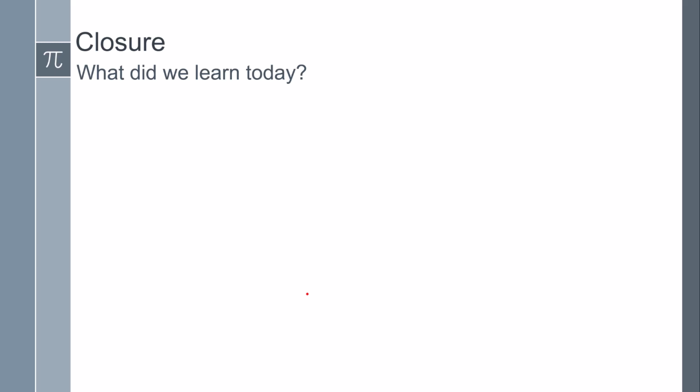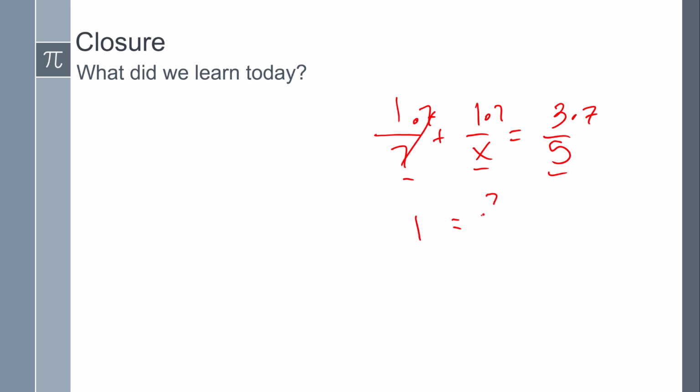So what did we learn today? We learned how to solve rational equations. Now the secret to get rid of the denominator is by multiplying by it. So if I have 1 over 7 plus 1 over x equals 3 over 5, there are 3 things in the denominator. You multiply by it to get rid of it. So multiply everything by 7. That cancels out. 1 plus 7 over x equals 21 over 5. Now I can multiply by x, etc., etc.